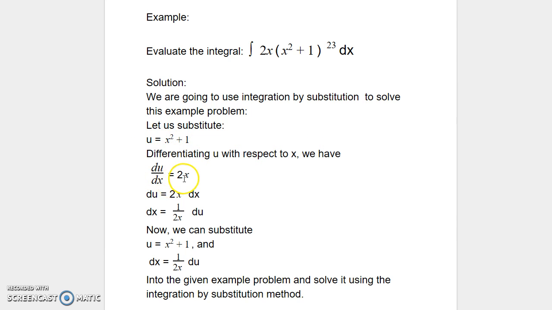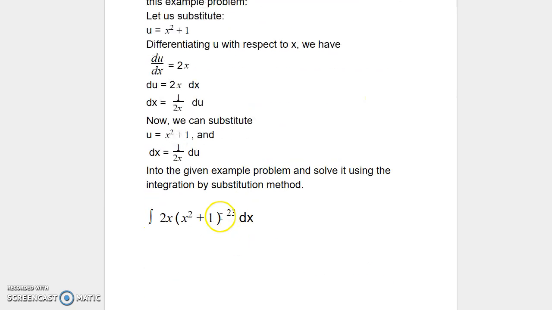So du by dx is going to be equal to d by dx of x squared, which is 2x, and d by dx of 1 is 0. We did not write that. So du by dx is equal to 2x. So I can write du as equal to 2x dx, like that. If I want to express it in terms of dx, I can write it as 1 over 2x du. Now we can substitute u as equal to x squared plus 1, and instead of dx, I can write 1 over 2x du, into the given example problem and solve it using integration by substitution.